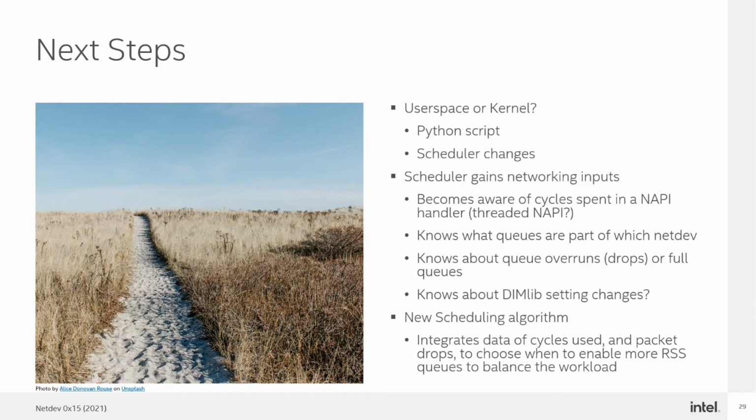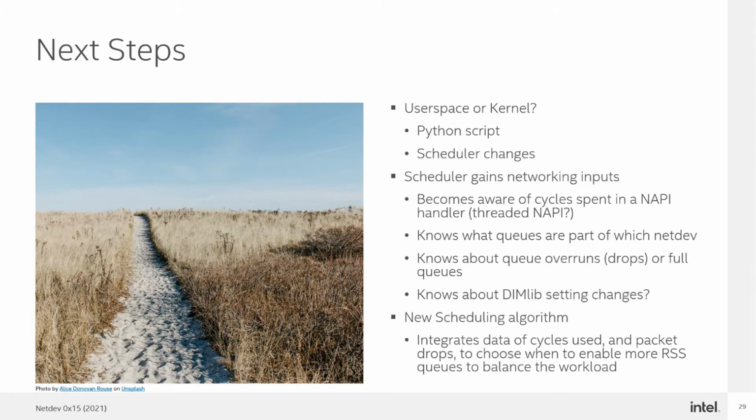However, we think there's some missing pieces that the scheduler doesn't have access to today that we need to implement in the kernel. The scheduler needs to probably become aware of how many cycles are spent in the interrupt handlers for the devices, and it needs to know a little bit more about which queues are associated with which netdev and then where they're routed to in terms of their interrupt. All three things need to be tied together so the scheduler knows about them.